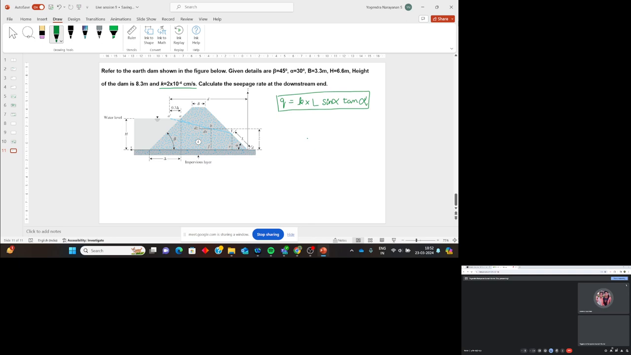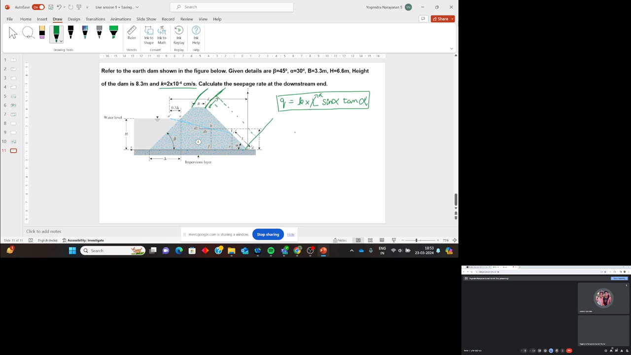Sir, is small q the same as capital Q? Capital Q is when you calculate over the complete area, the complete section in three dimensions. Now we are calculating for unit length only. Per unit length is small q, total length is capital Q. So q will be K into L, where L is what we denoted as A, into sine alpha into tan alpha.